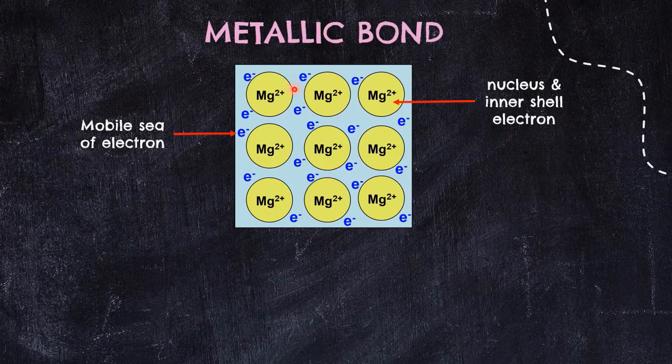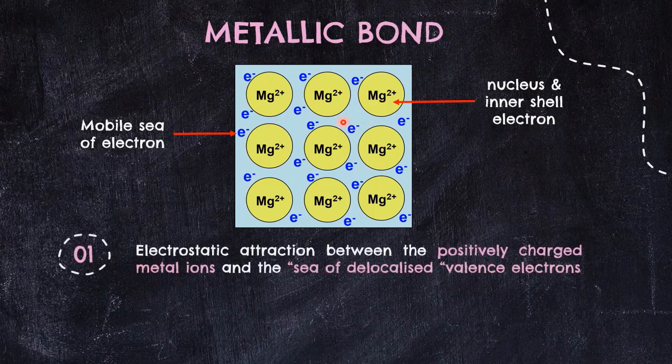Delocalization of electrons here means electrons in an atom or ion or molecule are not associated with any single atom or any single covalent bond, means they can move around freely. So the electrostatic forces that form between this positively charged metal ion and also the sea of delocalized valence electrons result in the metallic bond.